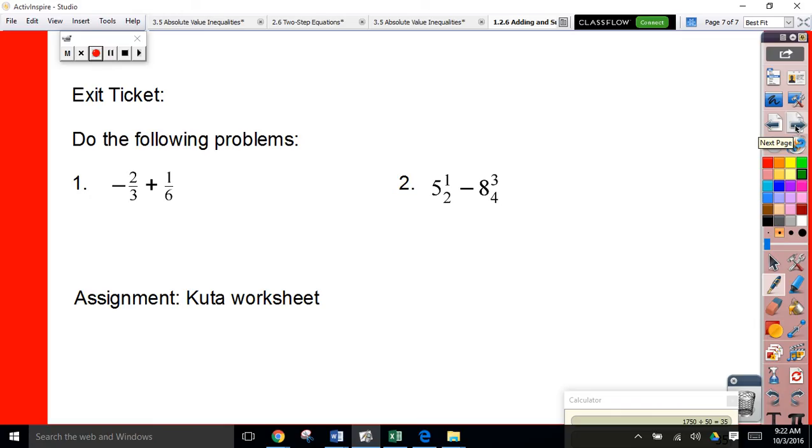All right. So this is your exit ticket. I want you to do these 2 problems, and then you have a worksheet. You are going to be doing probably not all. Let's say just the odd numbered problems on that worksheet. Okay. So check the exit ticket with me, and then I will give you the worksheet. So it's kind of like the ticket to get the worksheet.